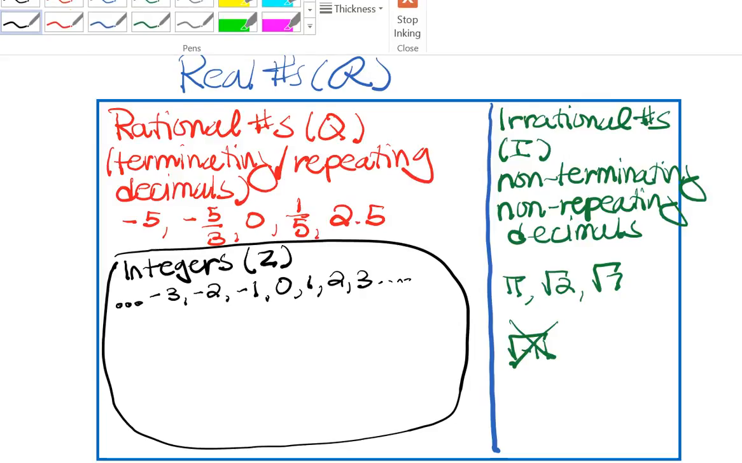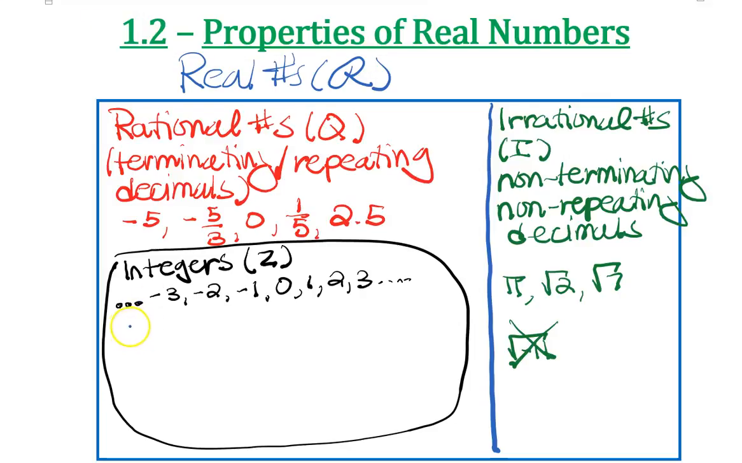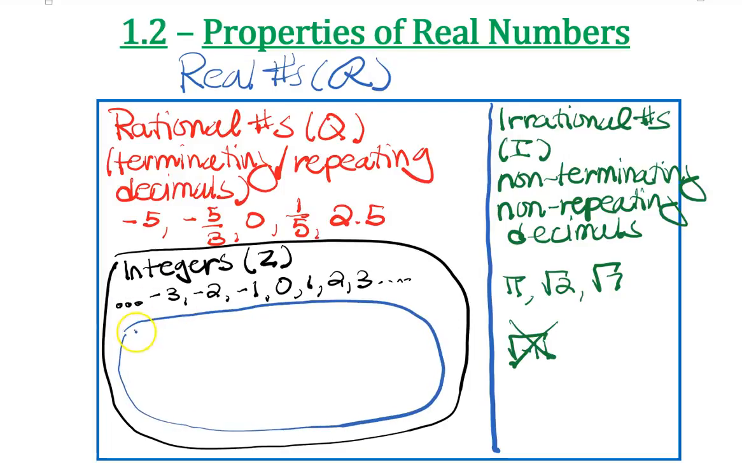Under integers is the category of whole numbers. And whole numbers are numbers that, the abbreviation is W, that are not negative at all. So they're integers, but they're not negative integers, so that means that we're left with numbers like 0, 1, 2, 3, so on and so forth. So those negative integers get thrown out of the whole number group.